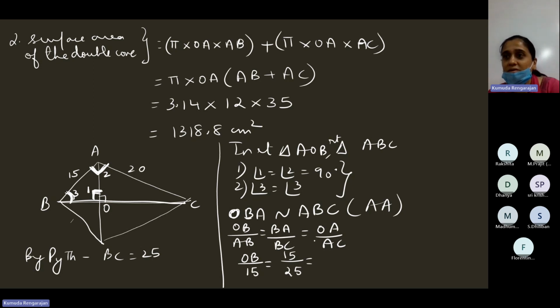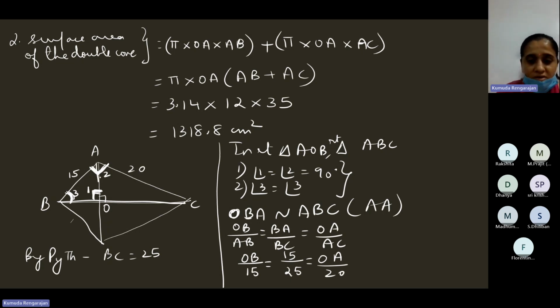Yes, tell me. OA we don't know, so write OA as it is. AC is 20. Now see here, can we equate and find OB and OA? Yes. 15 by 25, we know. So equate 15 by 25 with OB by 15, and you will get OB. Then equate 15 by 25 with OA by 20, and you will get OA. So you can find OA and OB.